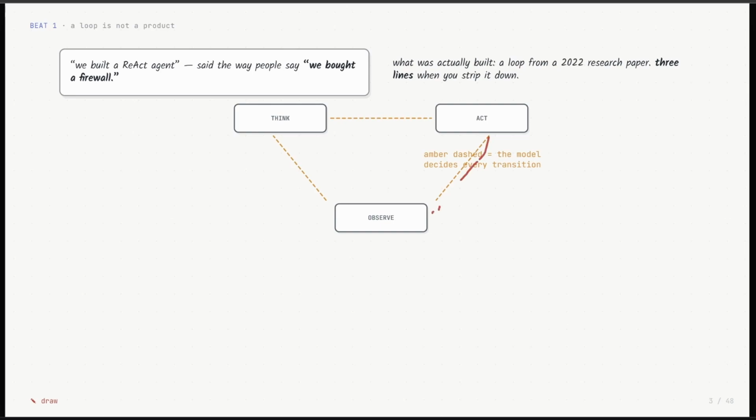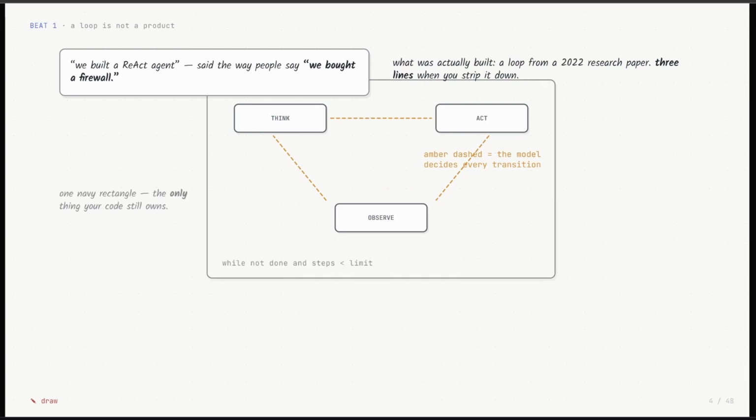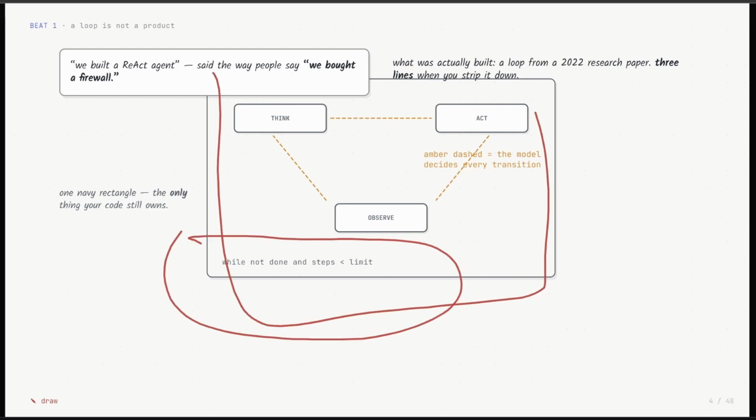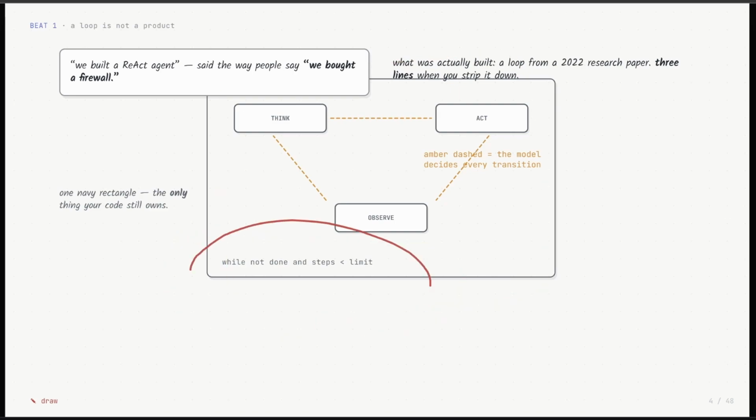These amber dashed lines here are basically saying it's the model that's going to decide the transition, not the code. So it can go from observe to act or think. It's for the model to decide. The only thing that is still controlled by code here is this part. The whole box is this part: while not done and steps below the limit. So hold on to that, because that's something we're going to be talking about soon, and it's very important here.